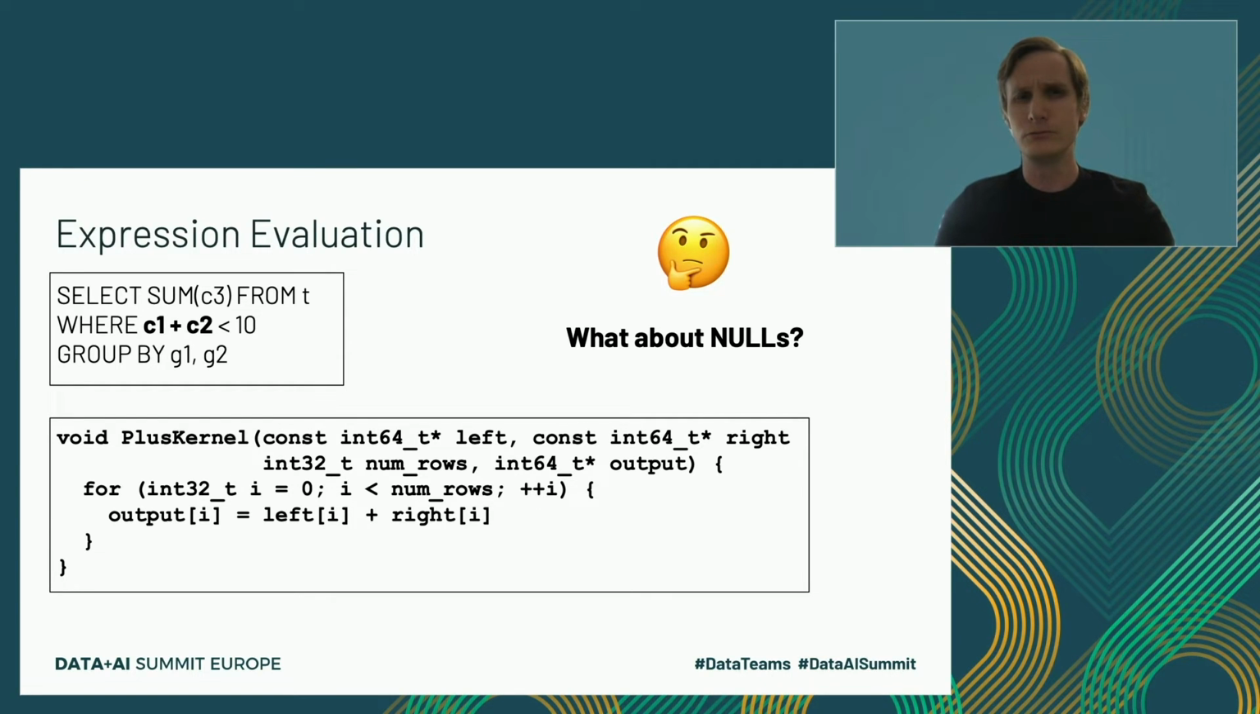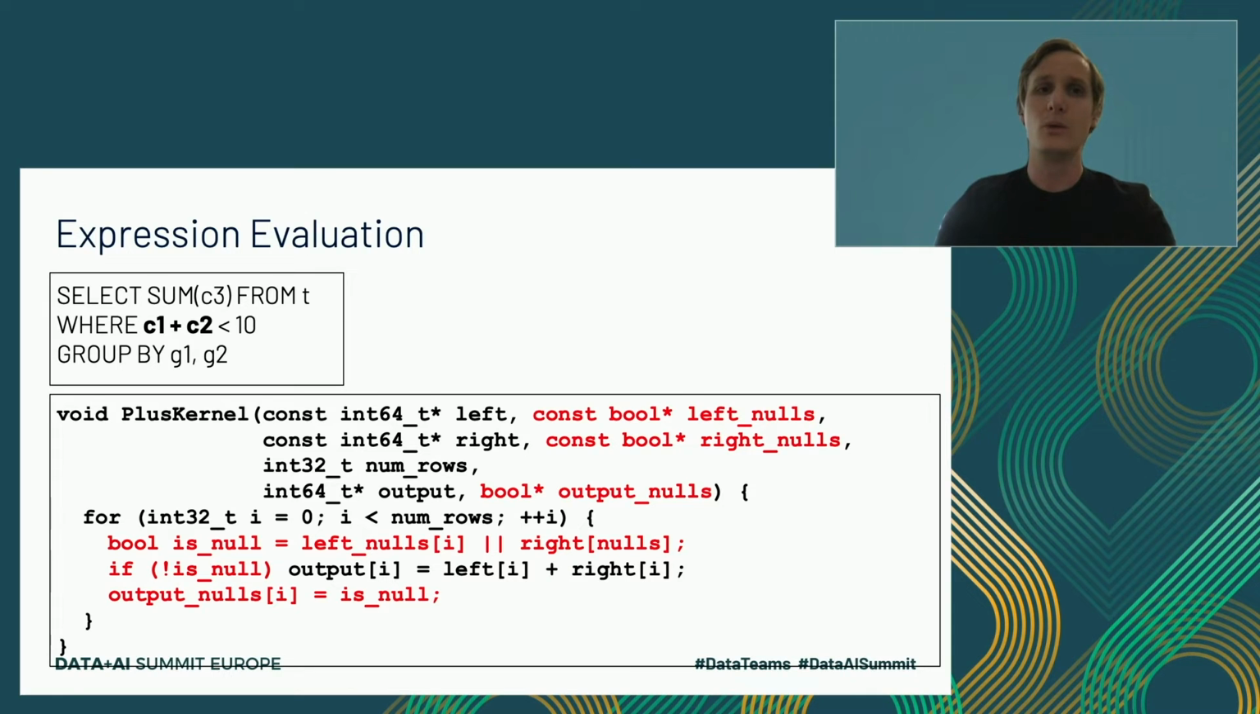But what about nulls? We need to deal with the nulls somehow. Let's take a look at what that means for us. We can add them in. So not only do we have the data input and output vectors, but also the null vectors that we've added in now. And we can modify the code accordingly. It's not too bad. We just need to check whether there's a null and write it to the output nulls, as well as not executing the addition operation if any of the operands are null.